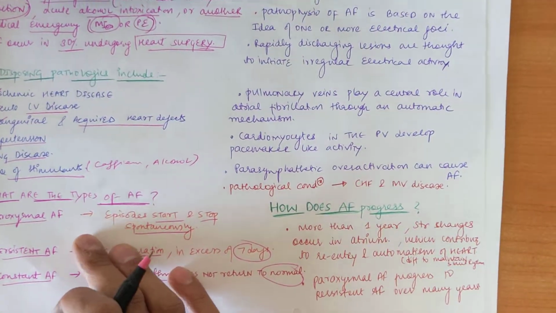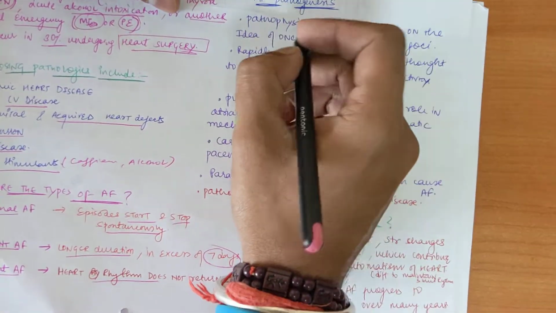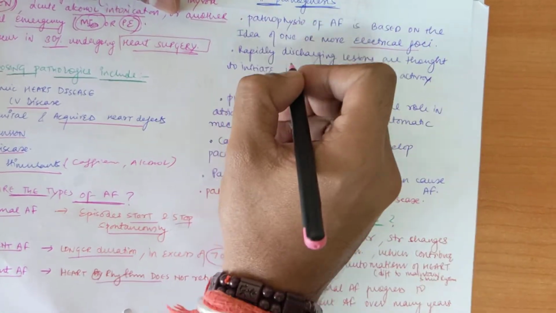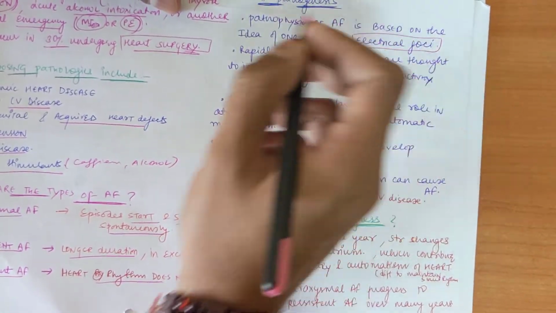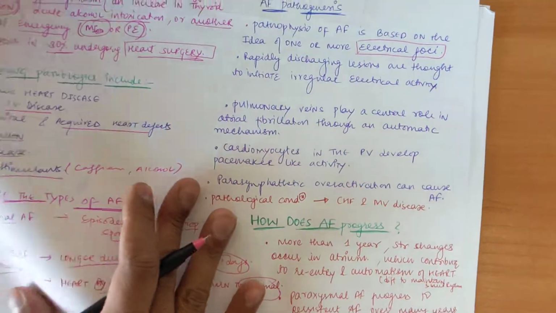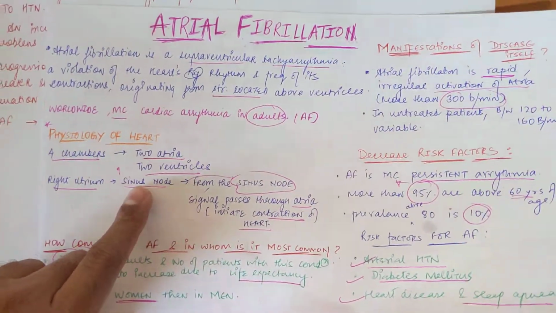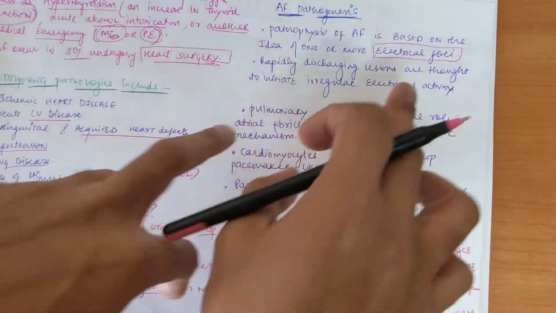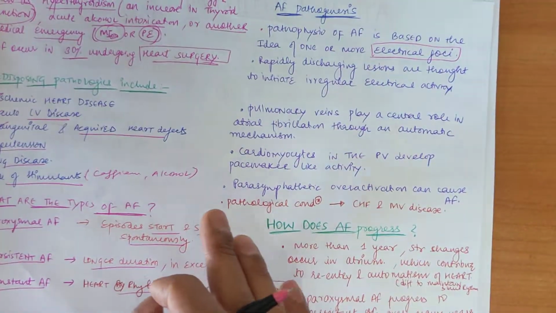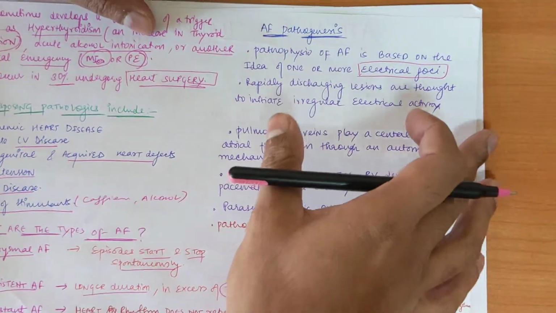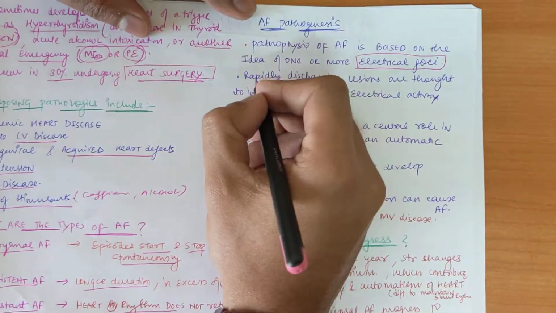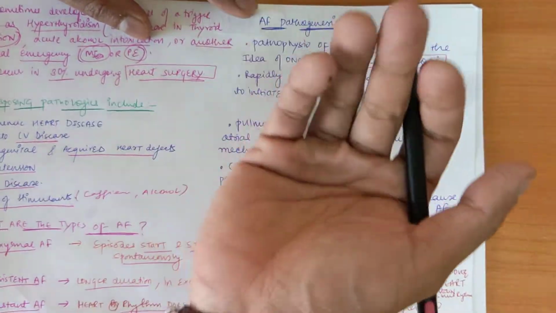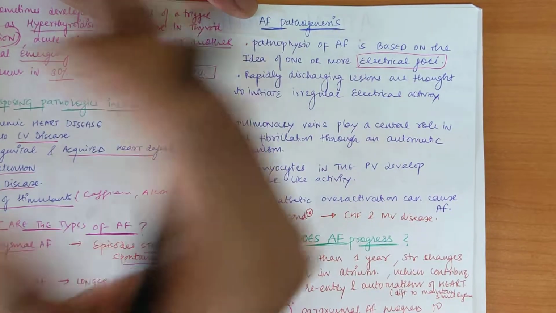Now what is the atrial fibrillation pathogenesis? The pathophysiology of atrial fibrillation is based on the idea of one or more electrical foci, meaning foci other than the sinus node. As I told you, in normal physiology we have the sinus node where the impulse is generated, but in atrial fibrillation this electrical focus changes from the sinus node to a different area in the heart, and because of that there is an irregular heartbeat and irregular contractions of the atria and the ventricles.